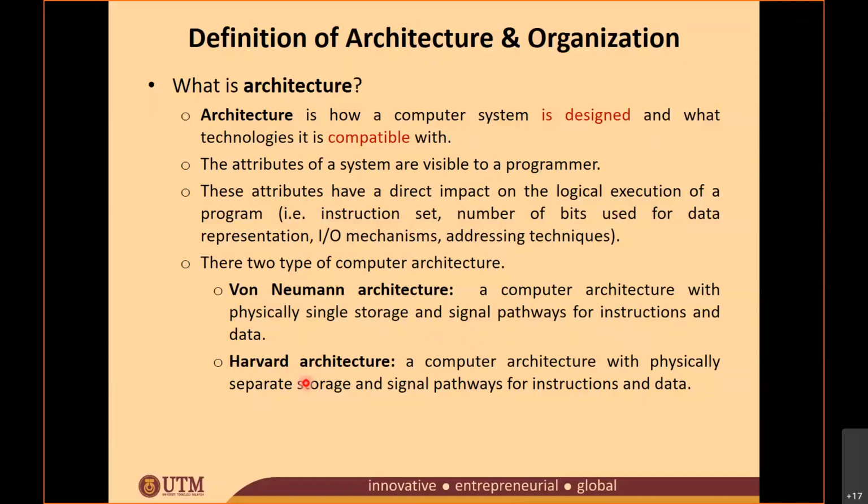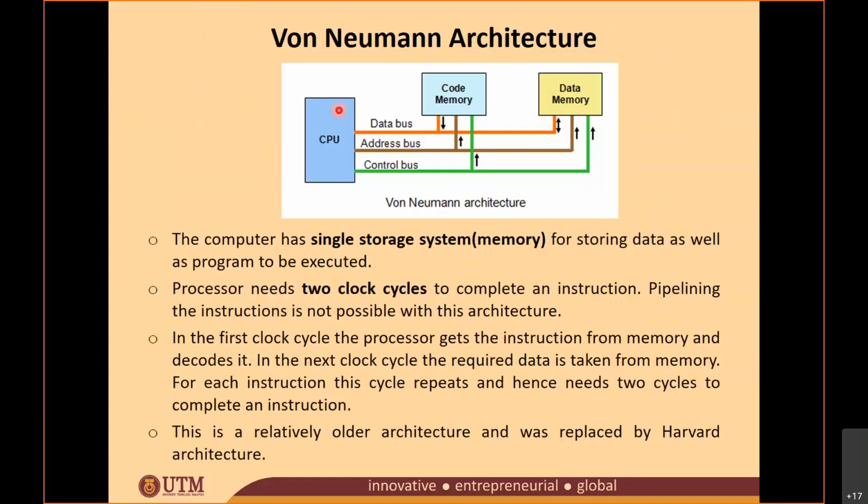While the Harvard architecture is a computer architecture with a physically separate storage and signal pathway for instruction and data. Means that it has different buses to communicate between your program memory and data memory. You have separate buses and separate storage. So this is the von Neumann architecture.